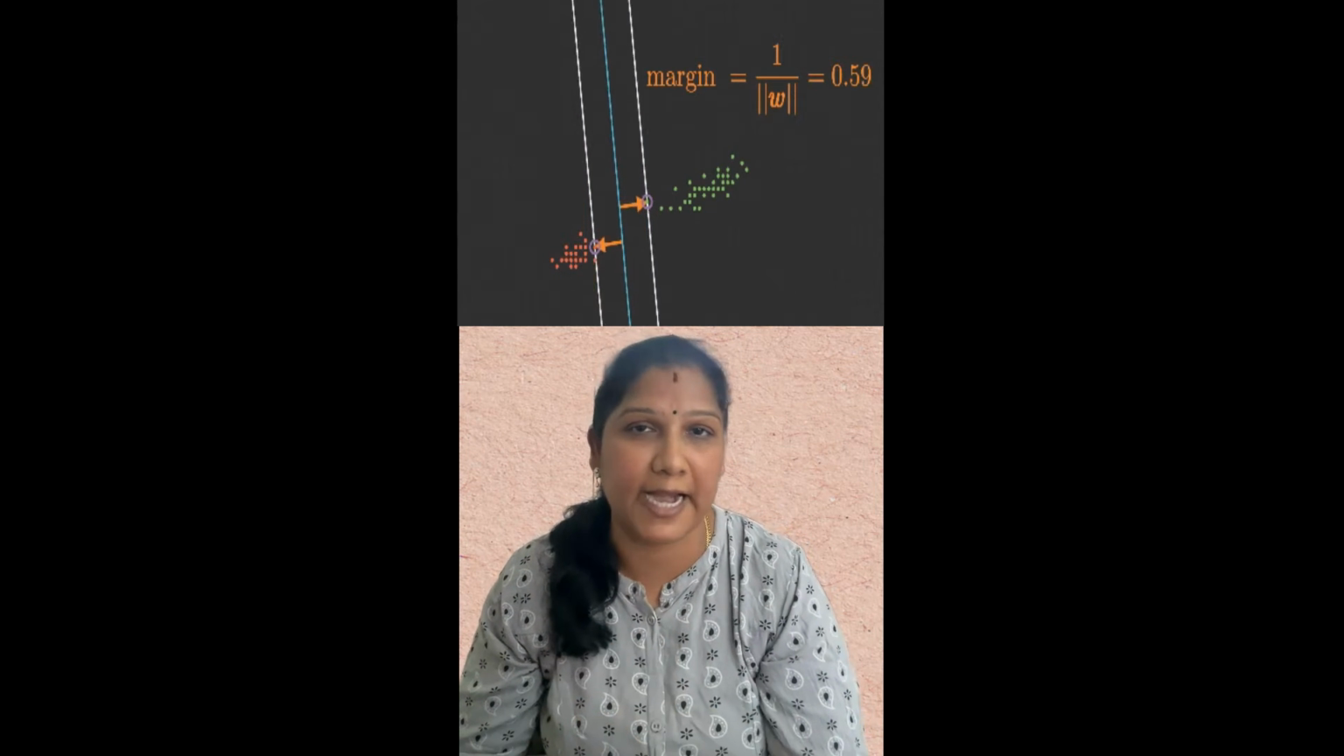SVM is like the perfect referee at a tennis match, making sure the boundary between the two players is as fair as possible. It might look for the farthest line in the sand to separate the two. But in the end, it's about ensuring the best, most accurate decision with the least amount of ambiguity.